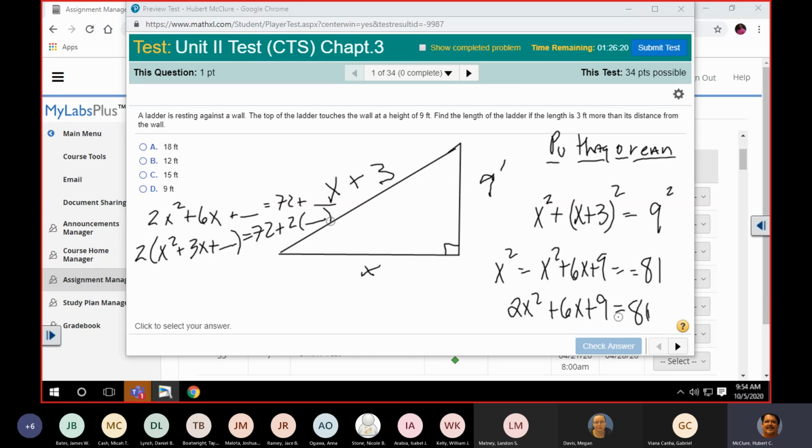Half of 3 is 3 halves. 3 halves squared is 9/4. Now, by now, should you be going half of 3 is 3 halves, 3 halves quantity squared is 9/4? Yes. If you're still going back to writing it out to the side, you need to get more fluent. That's shortcut number 1.